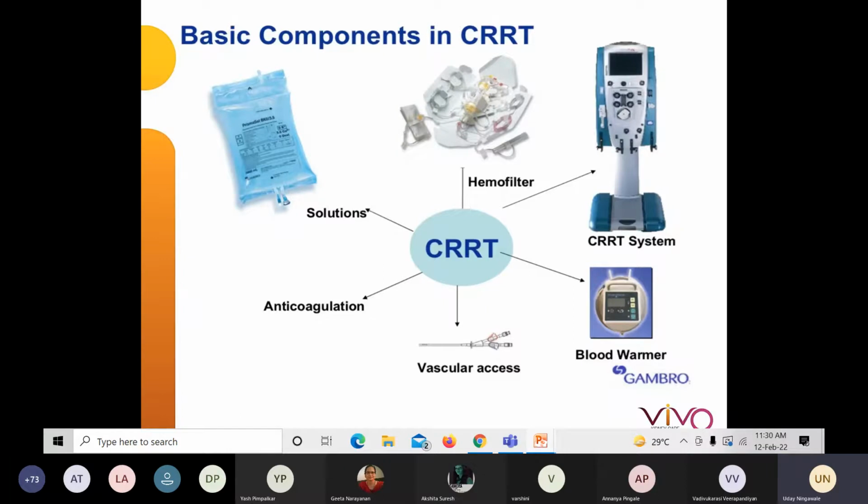You can see this double lumen catheter. It may be double lumen or triple lumen, but we require vascular access to perform this therapy. You can see there's a red clamp, from which the blood comes out into the system, and after the purification of the blood, from the second line it is returned into the body. That's why this vascular access needs to be created prior to starting this therapy.